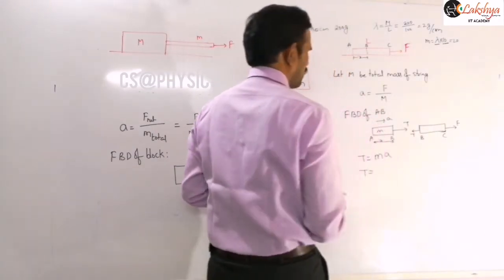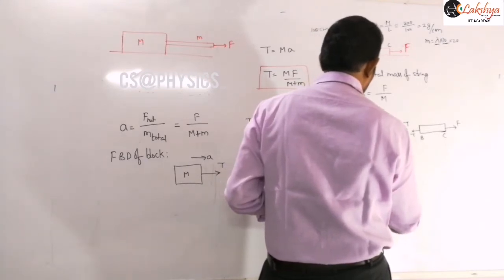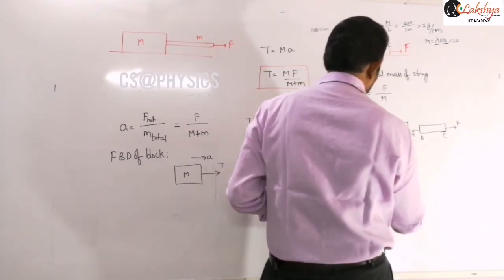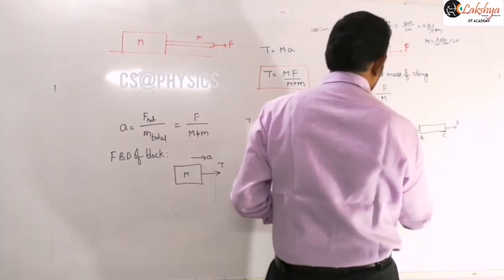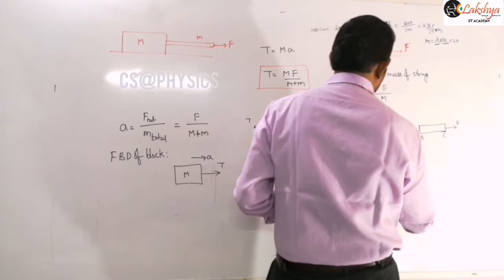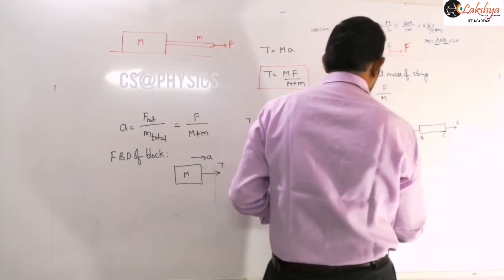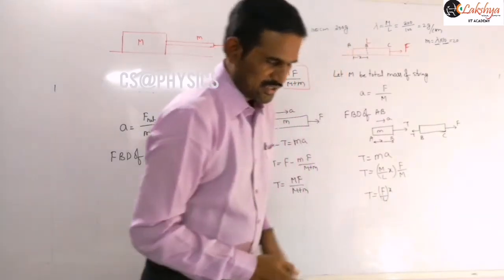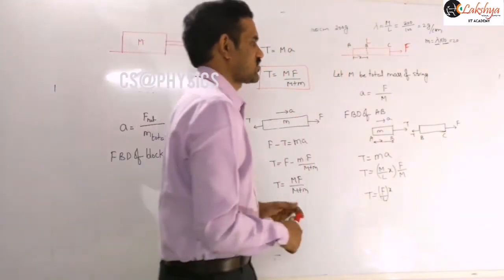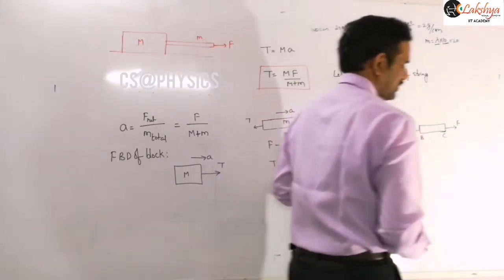Therefore T is equal to M, which we write as mass per unit length into the length of this part. The length of this part is nothing but X. And this A value is nothing but F by M. So therefore this is F into X by L, or F by L into X. That is the tension equation: the tension at a distance of X from the free end of the rope.